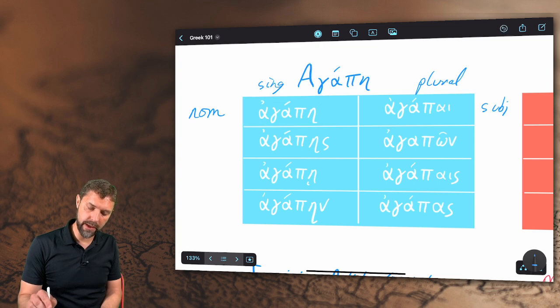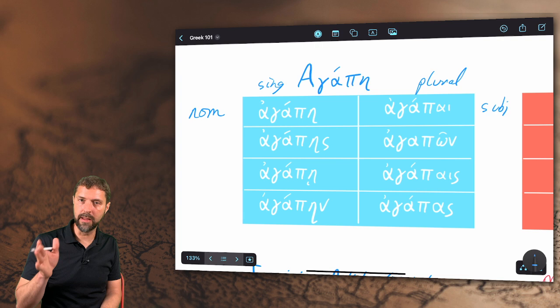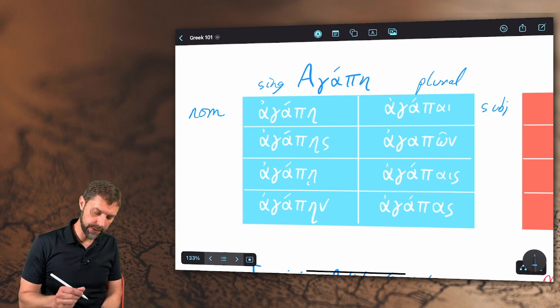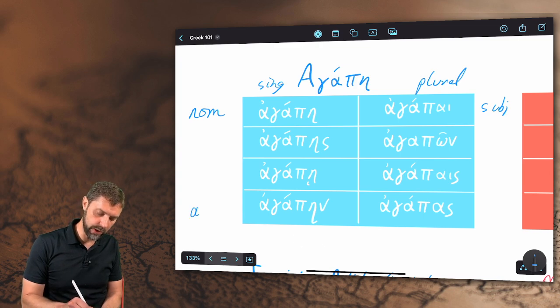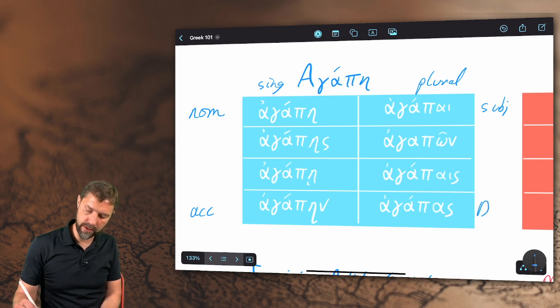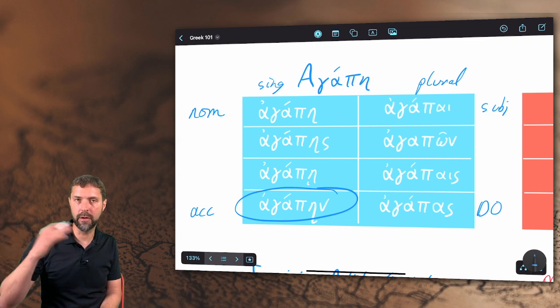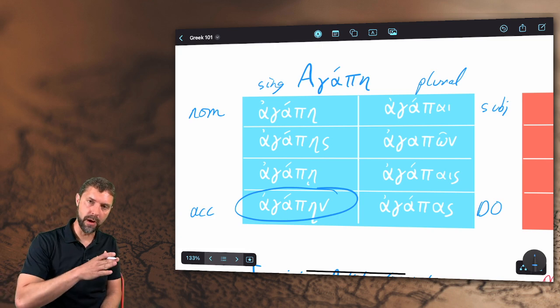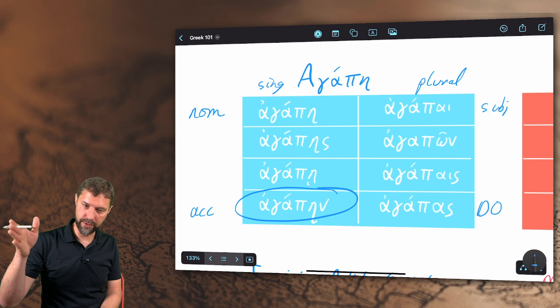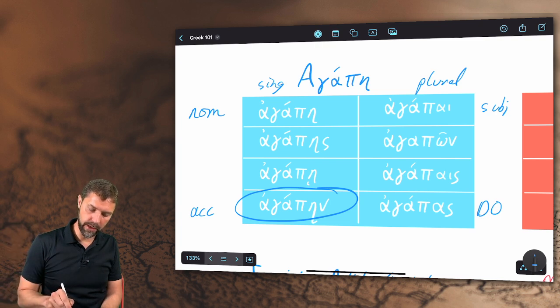If I want to say that God gave his love, or God extended his love, that would be functioning as the direct object. And that would be the accusative case. So this is the direct object. And I would use this form. God expressed his love. Or we'll say God expressed love. God subject, expressed verb, love direct object. I use this form, agapen. And the way that I know it's the direct object is because I see this ending.